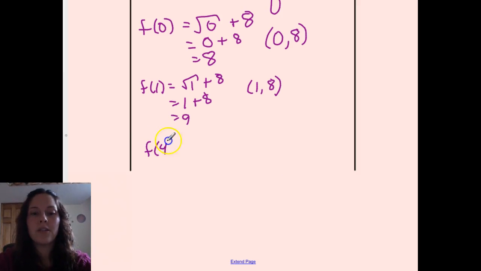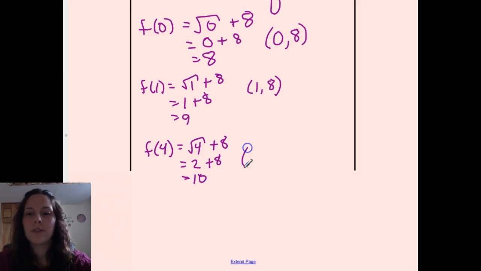Substituting 4 into our function for x, taking the square root of 4 and adding 8. Square root of 4 is 2. 2 plus 8 gives us 10. So for a domain value of 4, we have a range value of 10.